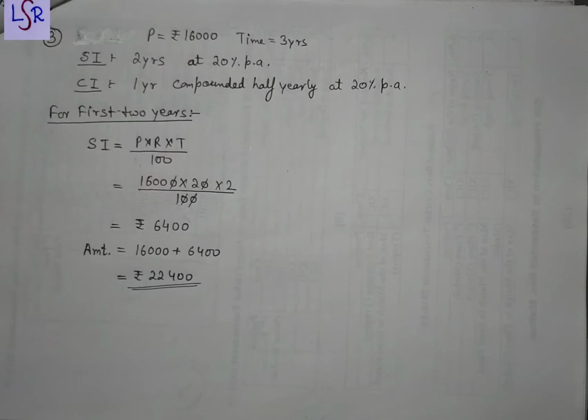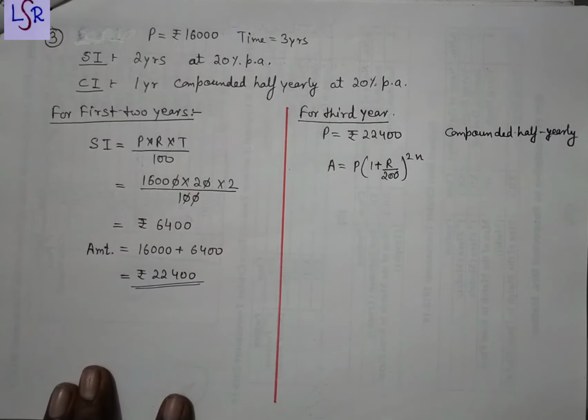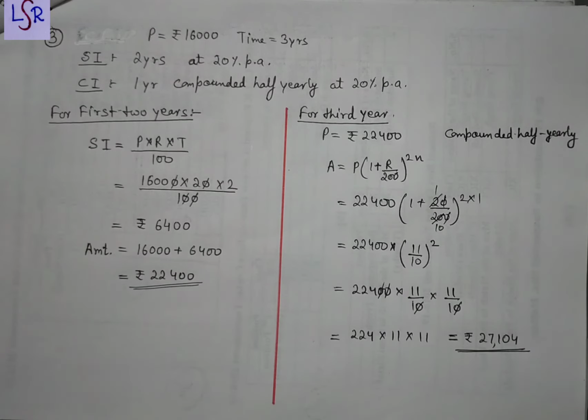and here we get for the first 2 years SI equals to 6,400 and on adding with the 16,000 we have got the amount that is equals to 22,400 rupees. And now this 22,400 rupees will become the principal for the 3rd year and there the compound interest will be calculated in a half yearly basis. And here we are going to use this formula and now we are going to place the value. And here on placing the values and solving it, we have got 27,104 as the amount due after the 3 years.